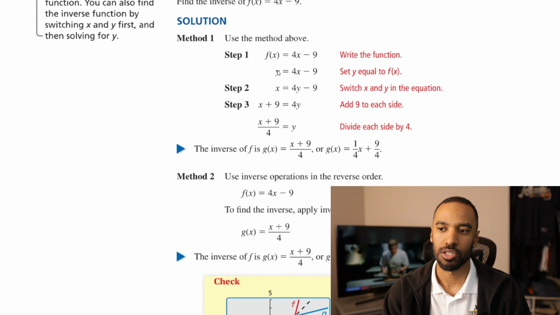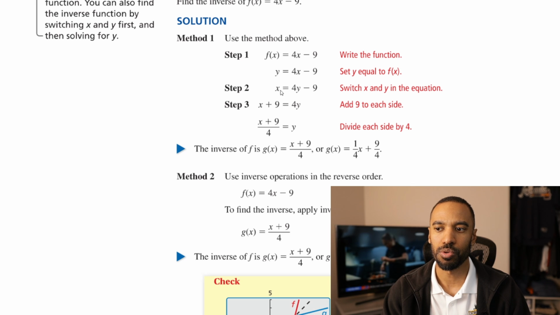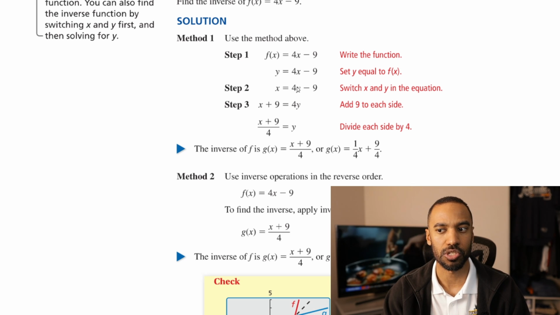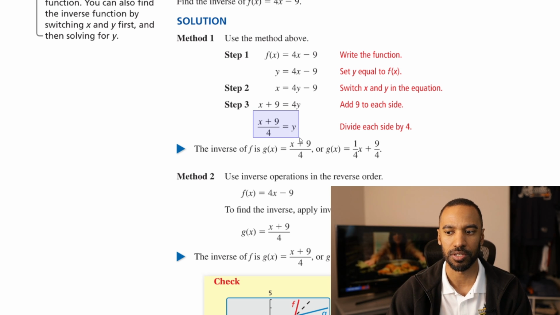So step 1, swap f of x with y. Step 2, swap x and y. Step 3, solve for y again. In this case, add 9, divide by 4, and boom, you have an inverse equation.